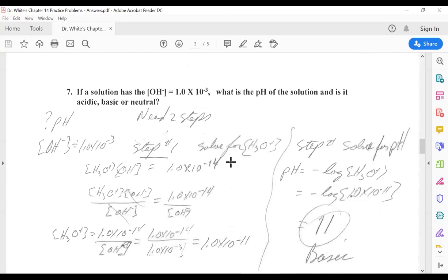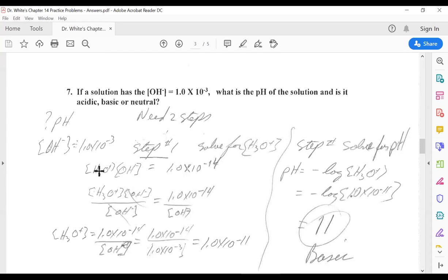Now, let's do a little harder one. If a solution has a hydroxide ion concentration of 1.0 times 10 to the minus 3, what is the pH of the solution, and is it acidic, basic, or neutral? So what are we trying to find? pH. What are we given? Hydroxide concentration. Oh no, for pH, you need hydronium. So you have to do two steps. In first step, you'll solve for hydronium. How do you do that?